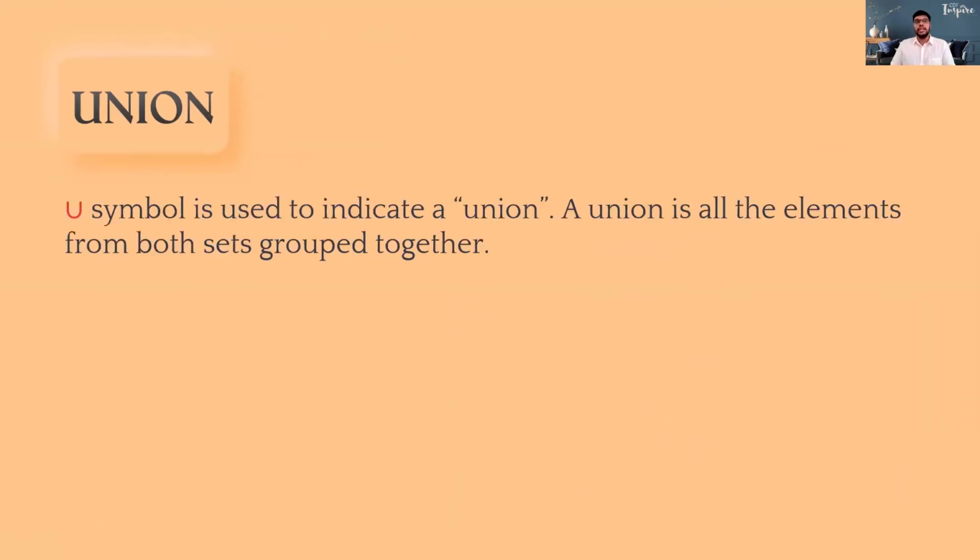Right. So children, now the union. The union is given by this symbol. So it's like a U, right? It's used to indicate a union. A union is all the elements from both sets grouped together. So again, let's take two sets like this. A is 1 3 5 and B is 2 4 5. So children, the union is going to have all of these elements together. So you have 1 2 3 4 5. Now remember children, the 5 is the repeated element. We don't repeat it, right? We just write it once. Okay. So that is the union.